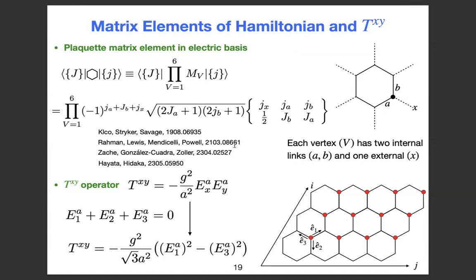And for our calculation, we also need the expression of the T_xy operator. And for the SU(2) case, it's just given by this E_x times E_y here. And if we use the Gauss law, which says the sum of the electric fields is 0 at each vertex, we can express the T_xy in this way. And since we're using the electric basis, both operators here are diagonal. So that's why the T_xy operator in this basis is also diagonal. And that makes the calculation easier.